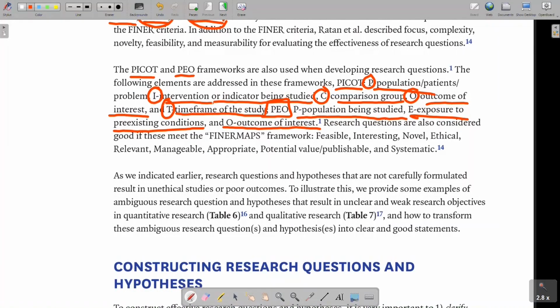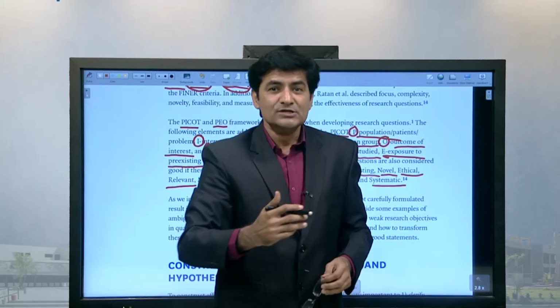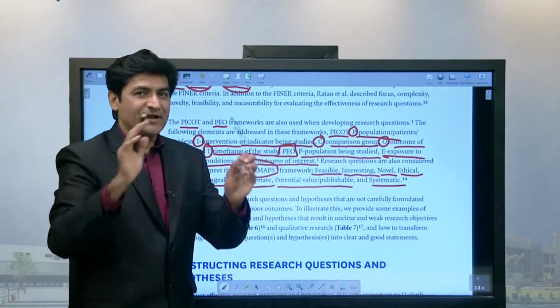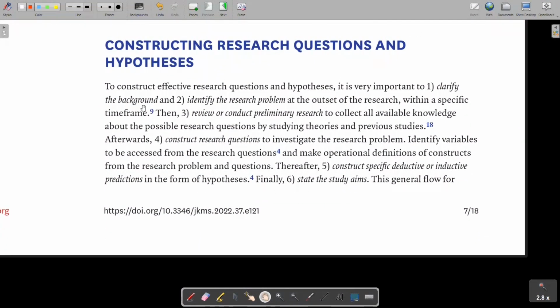Research questions are also considered good if they meet the FINER MAPS. The third point here is the FINER MAPS framework, which stands for feasibility, interesting, novel, ethical, relevant, manageable, appropriate, potential value, publishable, and systematic. This will incorporate all those things, showing how far your research question or hypothesis is from feasible to systematic. Let us take this as a base for the framework and see how we can structure our questions and hypothesis.